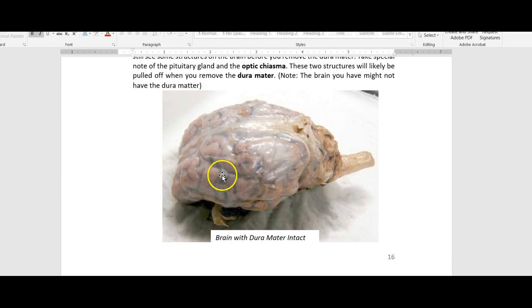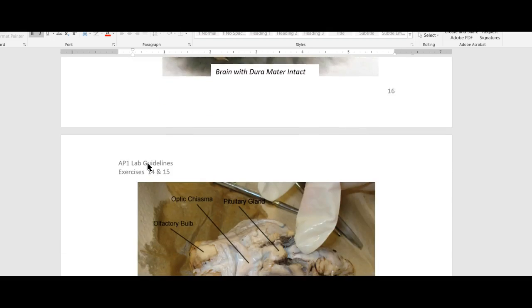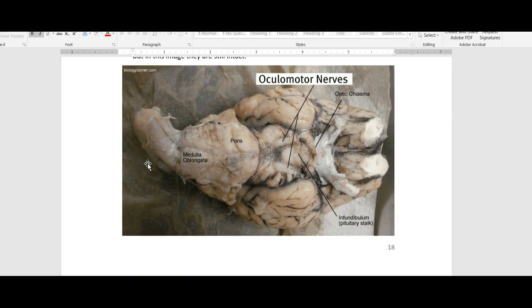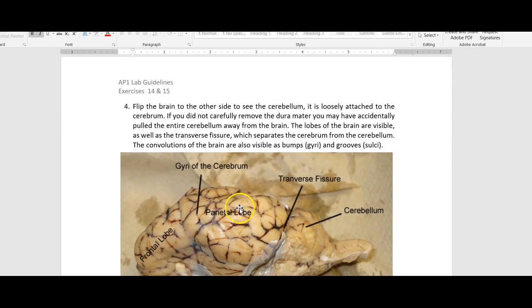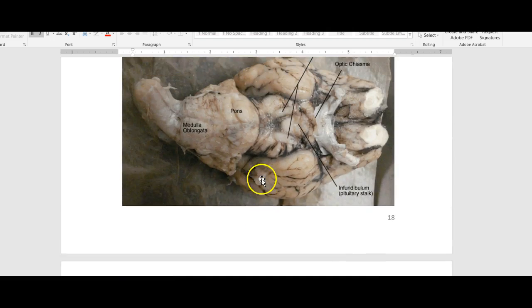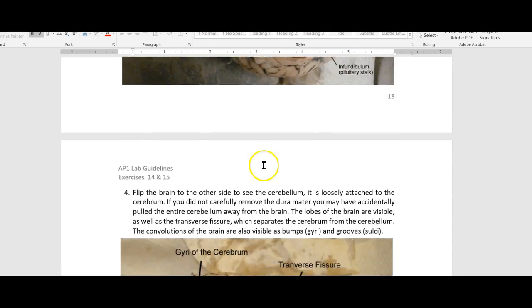So first, your brain shouldn't look like this. This is dura mater. It's very tough fibrous material. Your brain should look like this when you get it, no dura. So you should be able to see the lobes, and this little bit of dura mater right here should be gone.